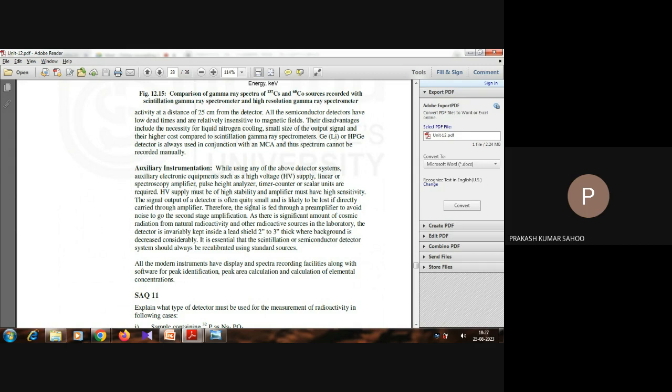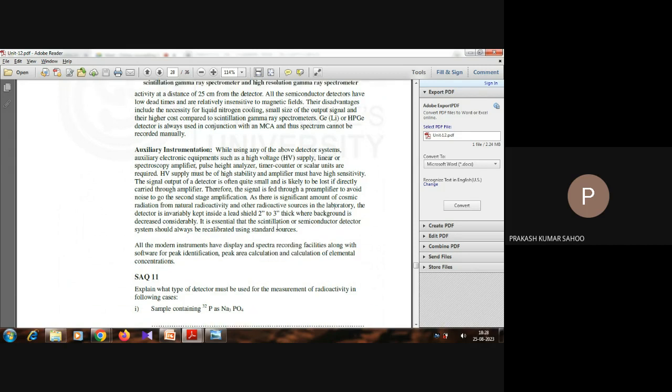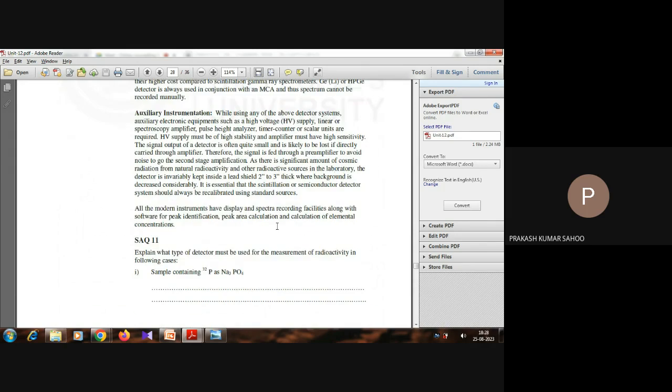The signal output of a detector is often quite small and is likely to be lost if directly carried through an amplifier. Then when the voltage is too high, the detection will be low due to the heating effect, and the amplifier will lose its sensitivity. So this type of auxiliary instrumentation precaution must be taken.